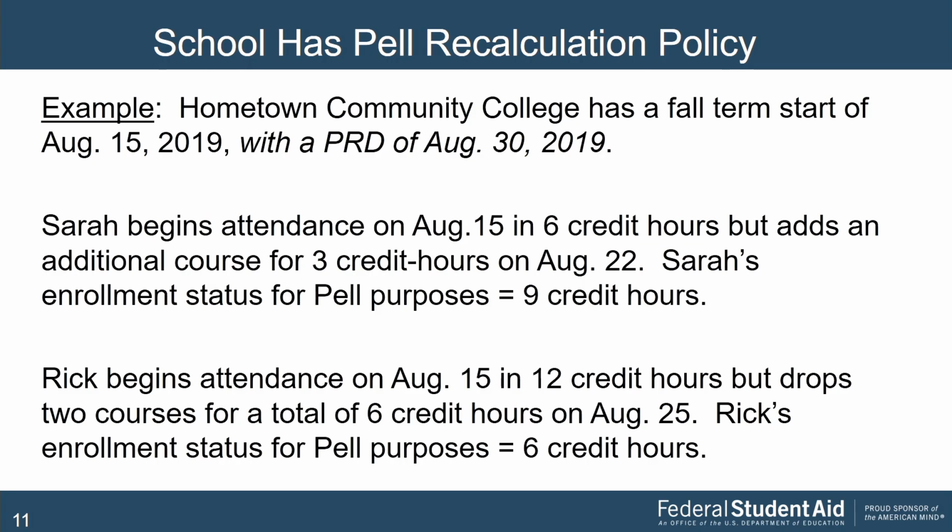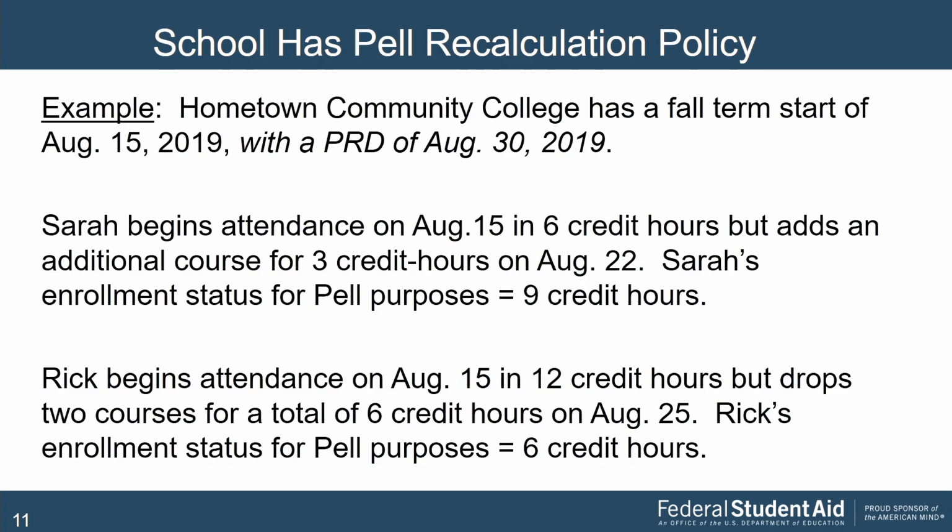Now we have Hometown. They've switched things up here. Now they have a Pell recalculation policy. Their term starts on August 15th, 2019. Their recalculation date is August 30th, 2019. So we have Sarah. She begins attendance on the 15th with 6 credit hours. She adds an additional course of 3 credit hours. So her enrollment status for Pell purposes as of the Pell recalculation date is 9 hours because she added those 3 hours before the Pell recalculation date.